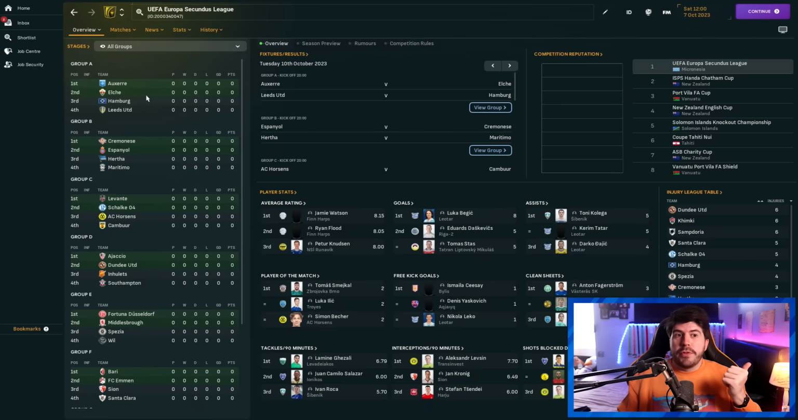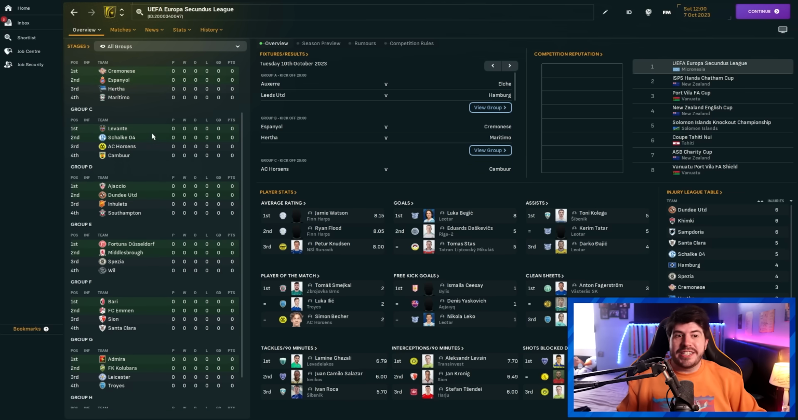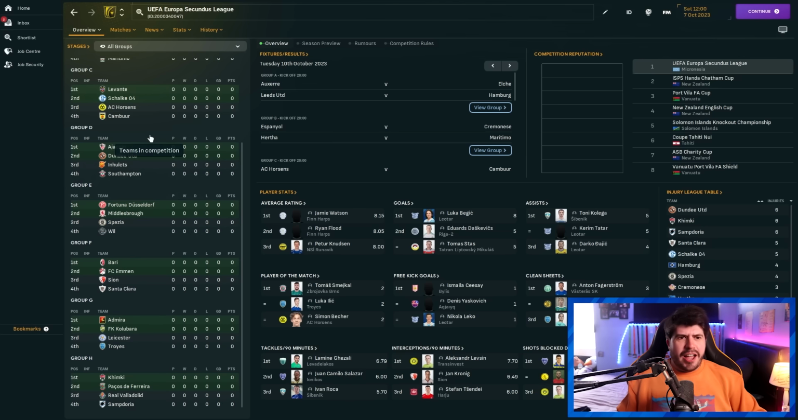So here we have it, the final groups for the tournament. We've got Auxerre, Elche, Hamburg and Leeds in one group; Cremonese, Espanyol, Hertha and Maritimo. That is a very tough group. Levante, Schalke, AC Horsens and Canberra; Ajaccio, Dundee, Inhulets and Southampton in a group there; Fortuna Dusseldorf, Middlesbrough, Spezia and Vils; Bari, Enin, Sion and Santa Clara; Admira, Koulibara, Leicester and Troyes; and then lastly, Chmiki, Passos de Ferreira, Real Valladolid, and Sampdoria.